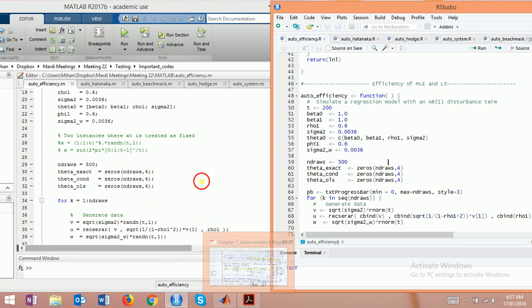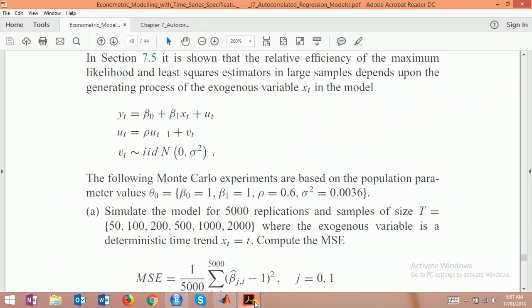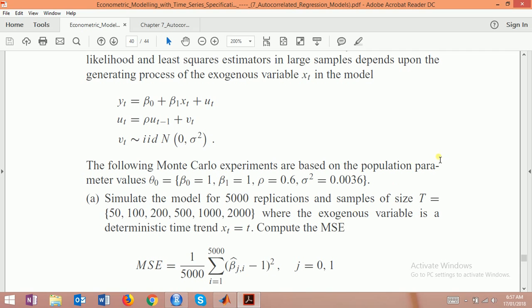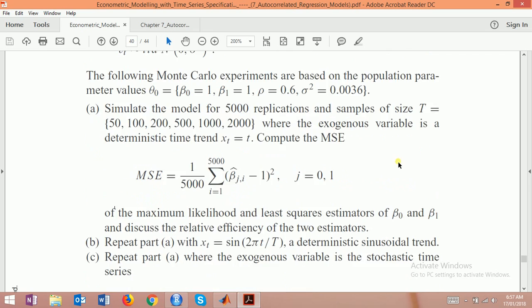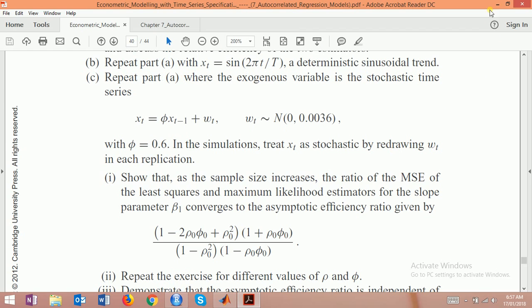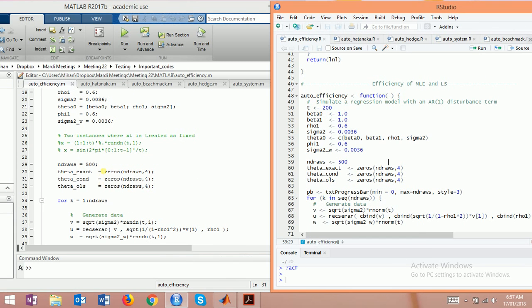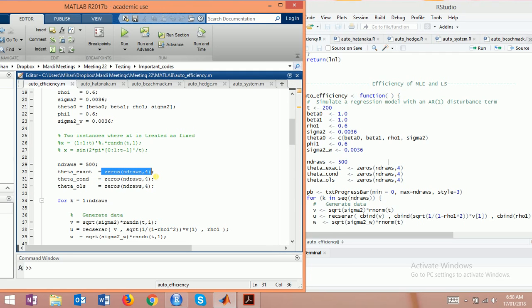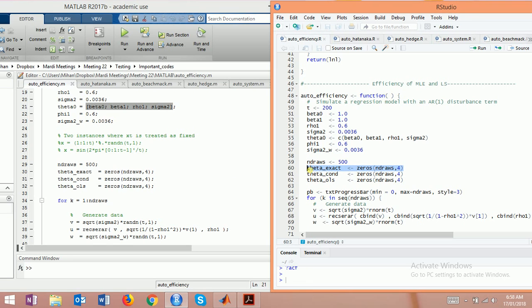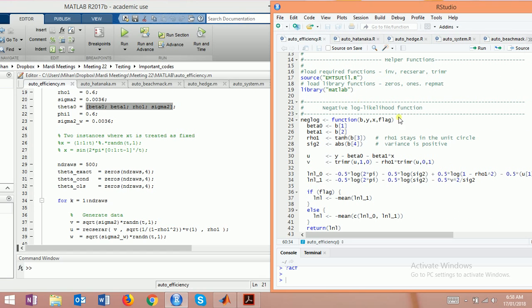isn't it? We have 5000 replications. I think it is 5000. This is a mistake, it should be 5000. Theta exact is zeros of n draws by 4 columns, because all the thetas are here. N draws by 4 columns, beautiful. We are using zeros from MATLAB instead of just replicating, so we can use this function as well.